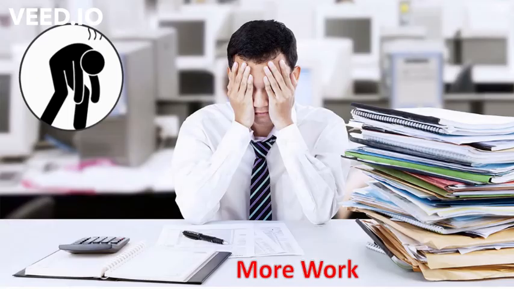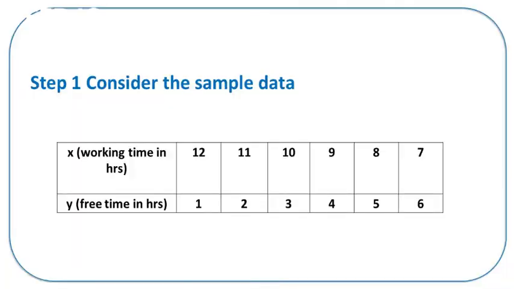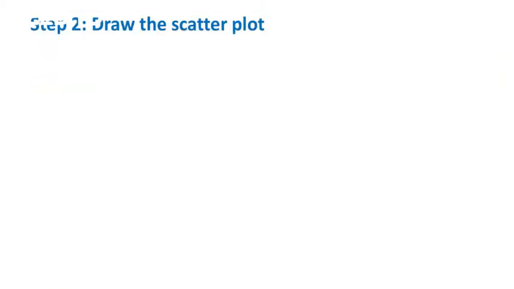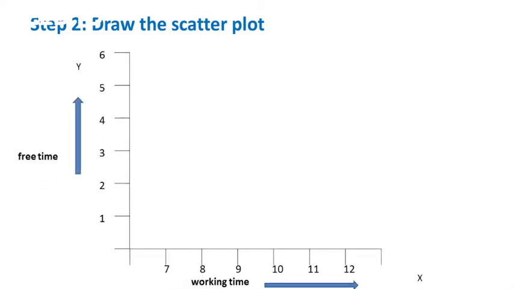Consider example number 2. Now we are going to find whether the working time of persons influences their free time or not. Consider the following sample data. The working time is represented by the variable x and free time is represented by the variable y. Now plot these values in the scatter plot, with working time on the x-axis and free time on the y-axis. Again, start plotting the points.